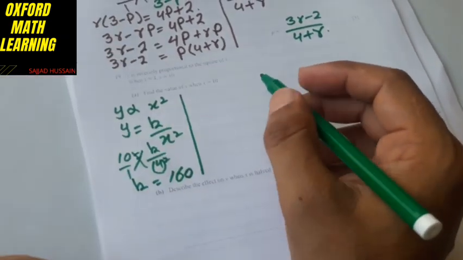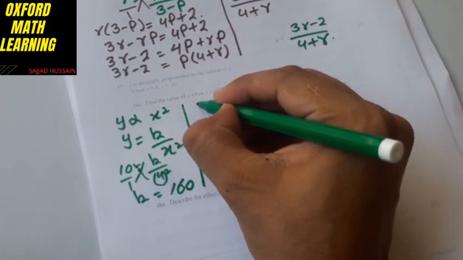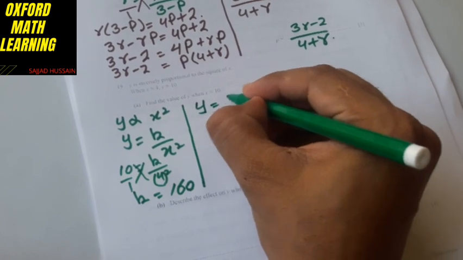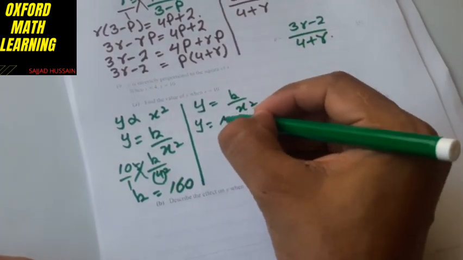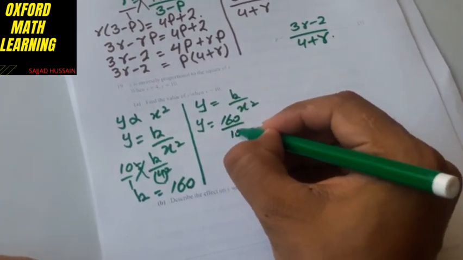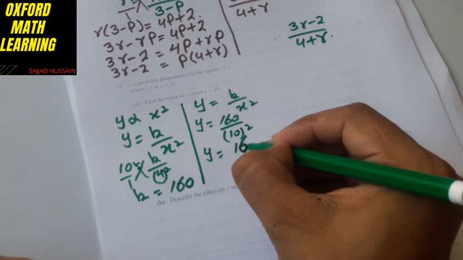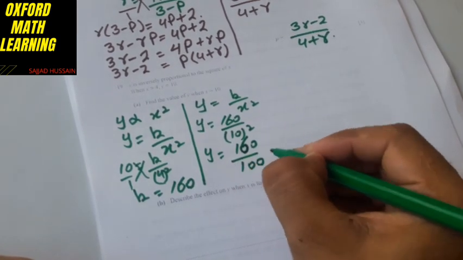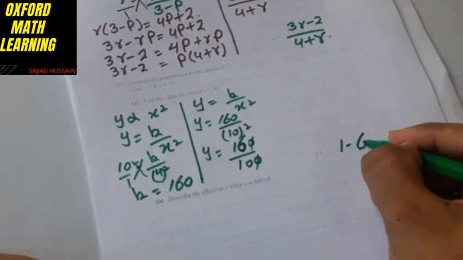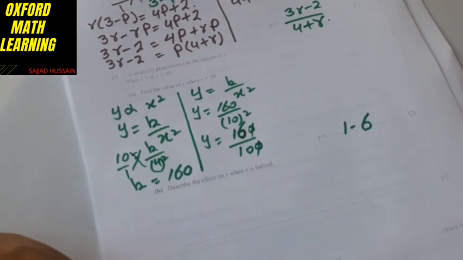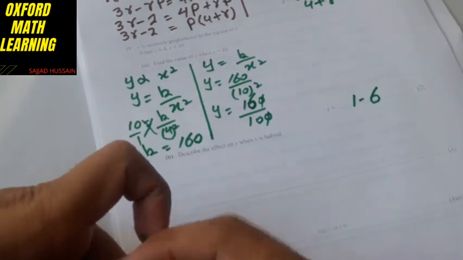Okay, so we have to find y when x is 10. We will write the formula again. Y is equal to k over x square. We have to find y. K's value is 160, x is 10 whole square. So this will become 160 over 100. 0 will be cancelled with 0, and 16 divided by 10 is 1.6. Then describe the effect on y when x is halved.